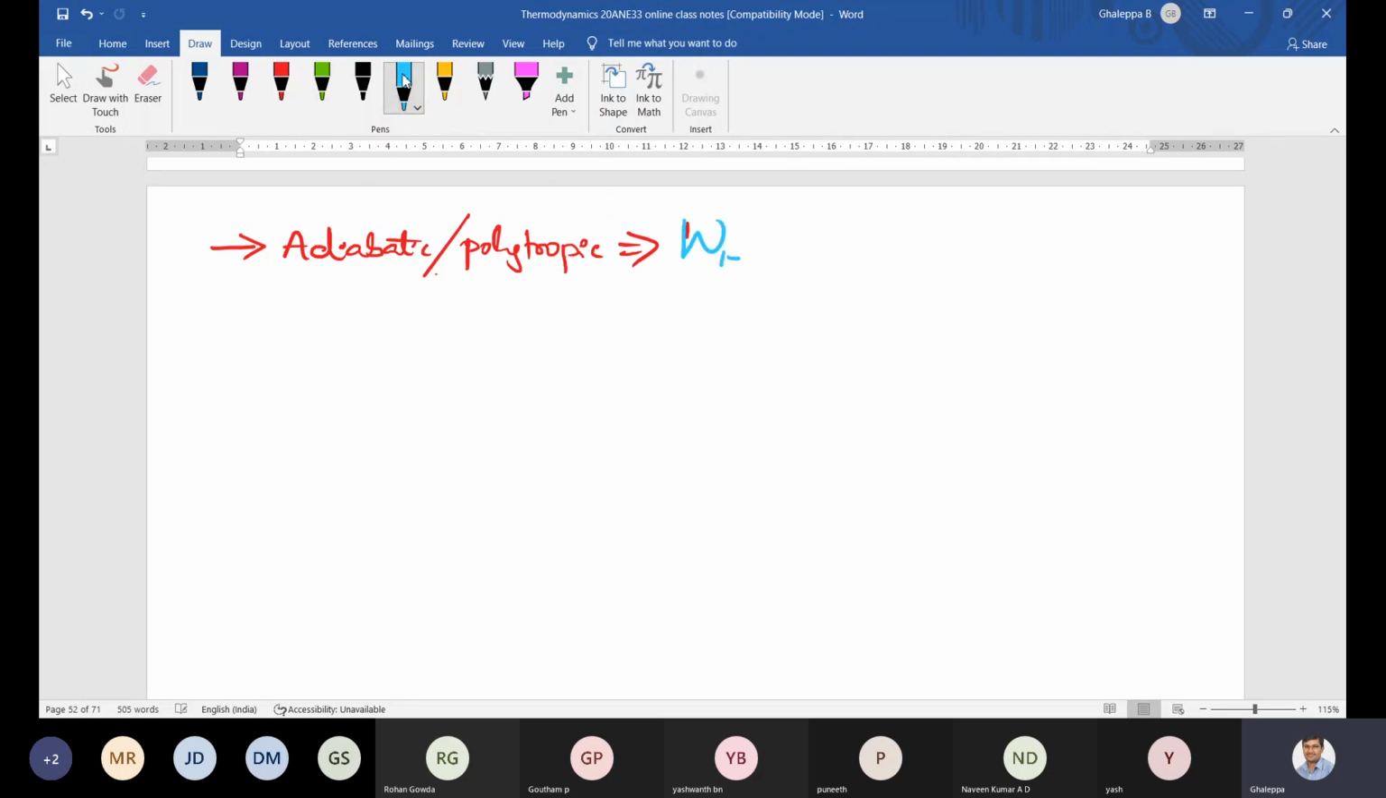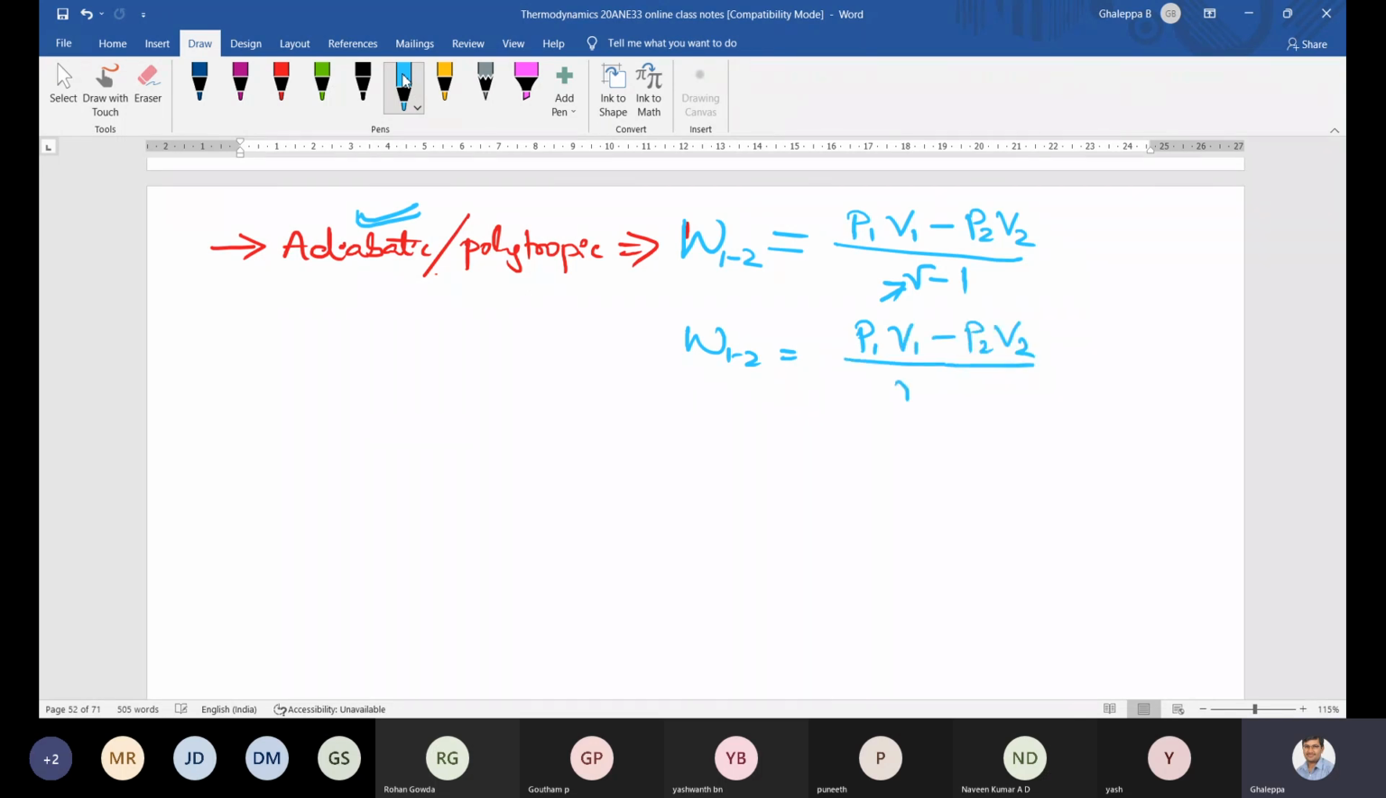Again, initial to final, 1 to 2, is equal to P1 V1 minus P2 V2 divided by gamma minus 1. If it is the gamma value, this is for the adiabatic process. If it is the n value, P1 V1 minus P2 V2 divided by n minus 1, then it is for the polytropic process. Then you can ask, what is the difference, sir?